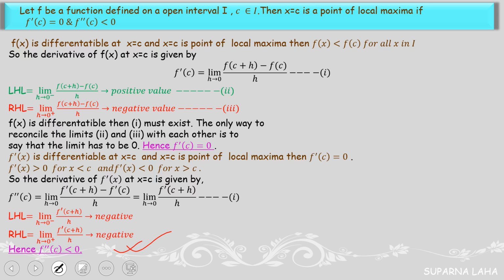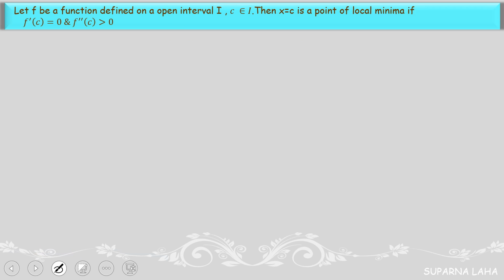So we proved these two conditions, f dash c is 0 and f double dash c is less than 0. Now let's check the case of local minima. For local minima, the first condition is f dash c is 0 and the second condition is the double derivative at x equals c is greater than 0. For the local minima, the curve will look like that. If we take the x axis and y axis, this is x equal to c and this point is f of c.